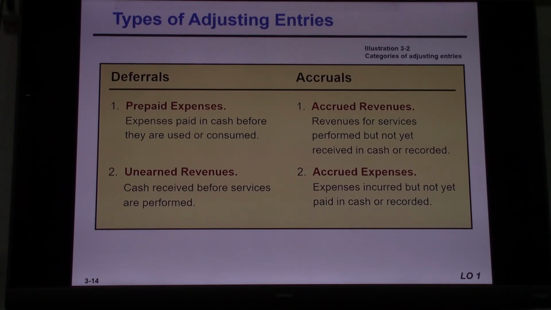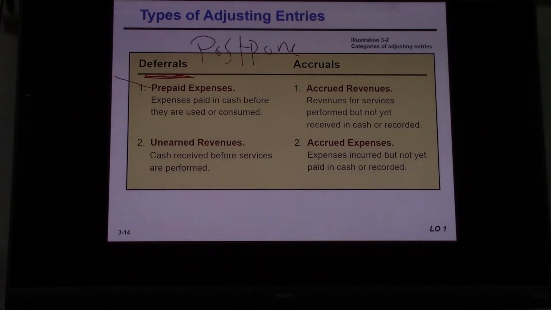Adjusting entries are classified as either deferrals or accruals. To defer means to postpone or to delay. So deferrals mean to postpone or to delay something. Deferrals are expenses or revenues that are recognized at a date later than the point when cash was originally exchanged. The two types of deferrals are prepaid expenses and unearned revenue.